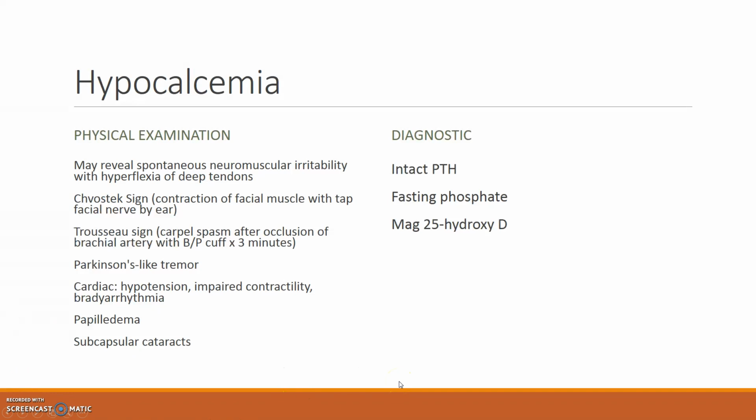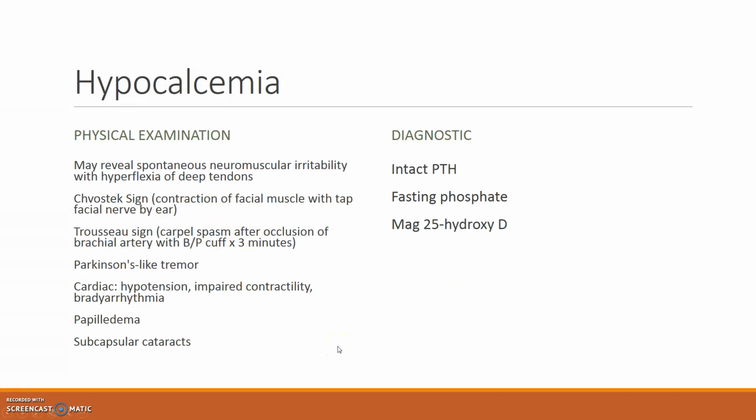And again, that's hypocalcemia. Hypocalcemia patients might present with a Parkinson-like tremor. Cardiac-wise, you might see low blood pressure, impaired contractility, and bradyarrhythmia. And there are two eye signs, papilledema and subcapsular cataracts. So I think you just heard I said cataract formation in hypercalcemia also, so keep those in mind.